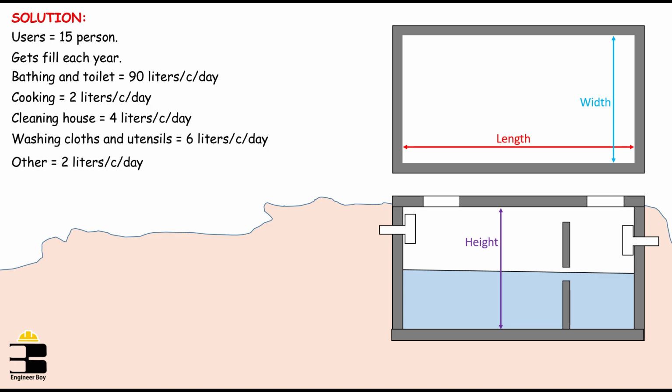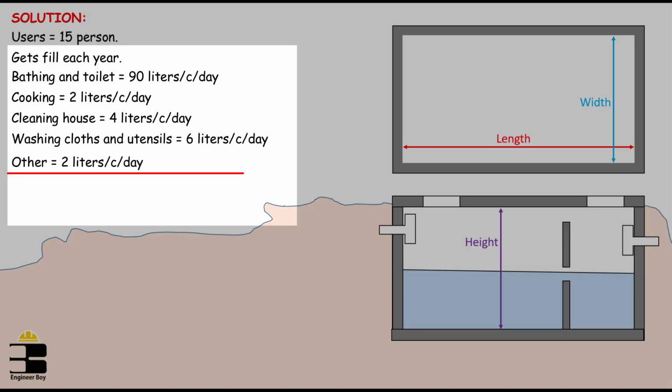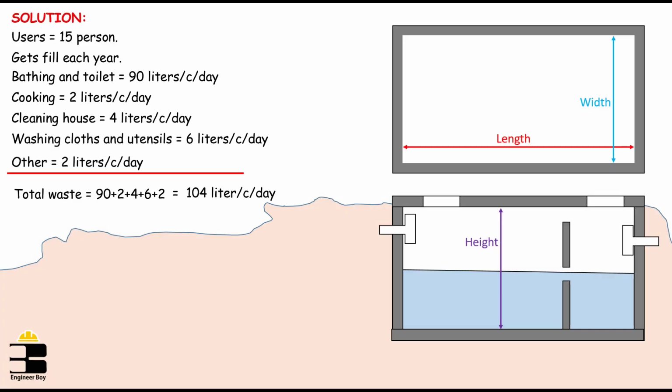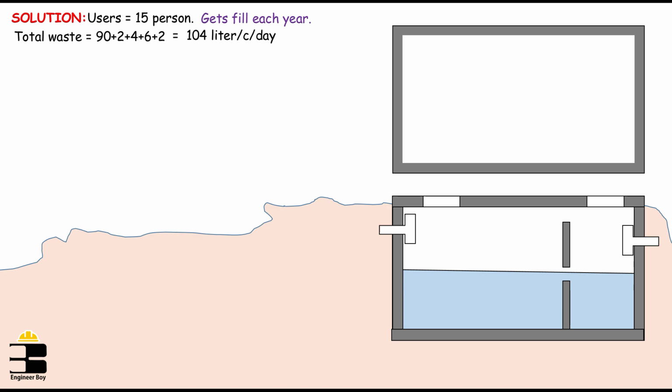So we have to sum them: 90 plus 2 plus 4 plus 6 plus 2, which is 104 liters per capita per day. But remember, the tank is going to be used by 15 persons, so the total waste must now be 104 times 15, which is 1560 liters per day. That means we have just removed the capita word there, okay?